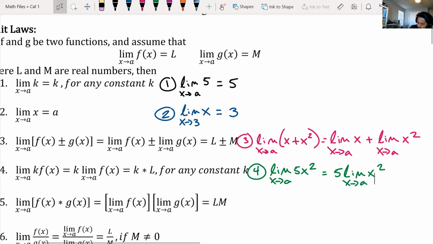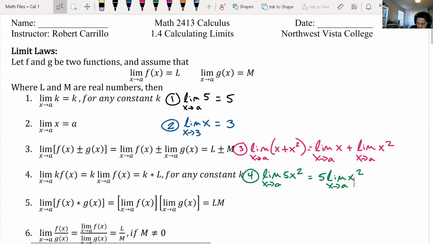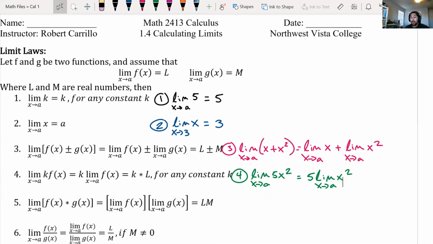Okay. Let's zoom out a bit. Number 5 is just like number 3. You can apply the limit over multiple terms, except this time it is the product of 2 terms. So for number 5, it says the limit as x approaches a of f of x times g of x is equivalent to the limit of f of x times the limit of g of x. So you can apply it over multiplication as well.